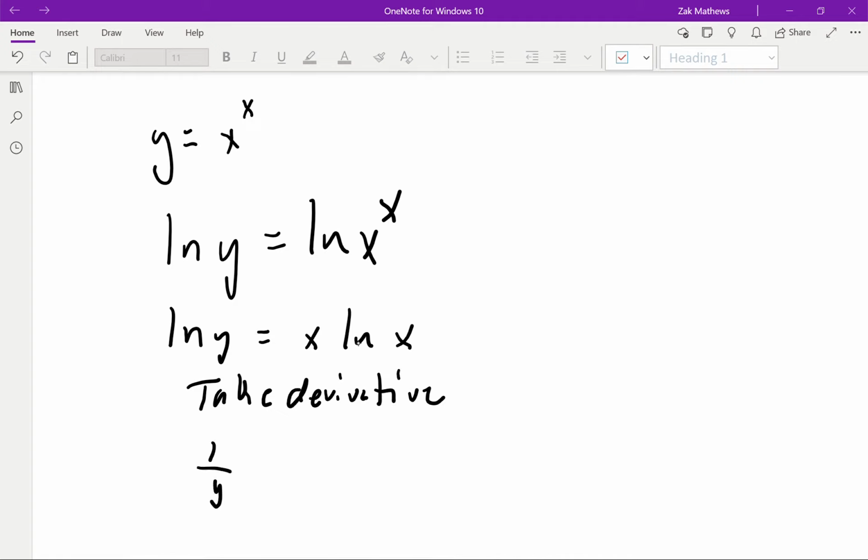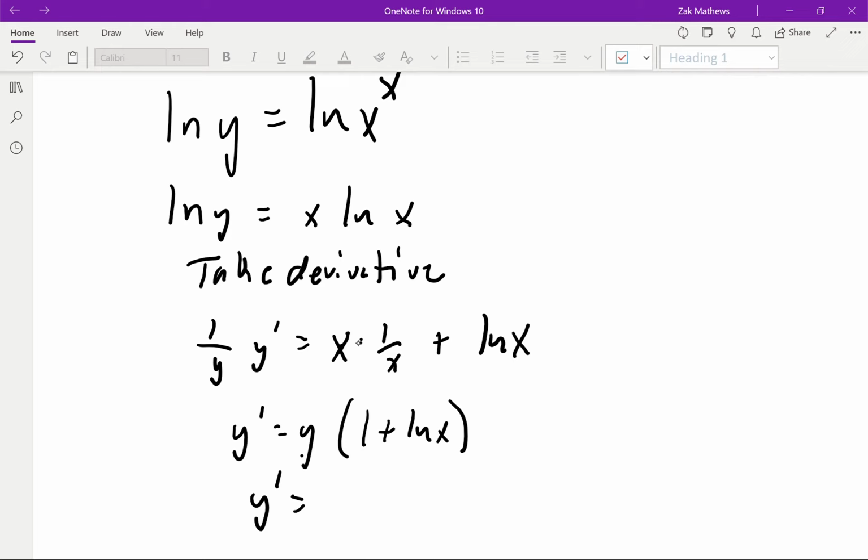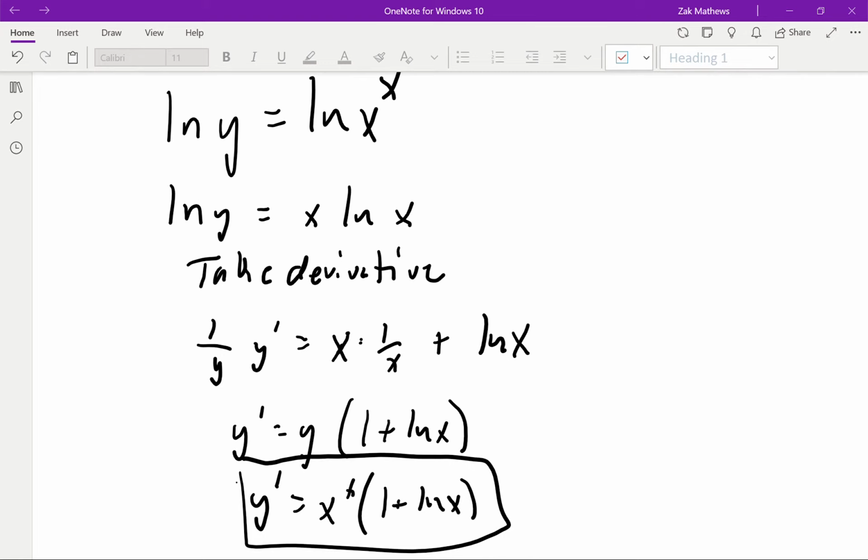So I have 1 over y times y prime. I'm using y prime rather than dy/dx this time, just out of laziness. It makes no difference. And then over here on the right hand side, I have to use the product rule. So I'm going to take x times the derivative of natural log of x, which is 1 over x, plus the natural log of x stays, and we take the derivative of x, which is just 1. So simplifying this, we'd have y prime is equal to y times, well, x times 1 over x is just 1, plus the natural log of x. And then plugging back in what my y was, that was x to the x times 1 plus the natural log of x. And there's our derivative.